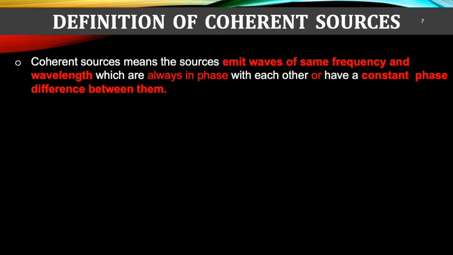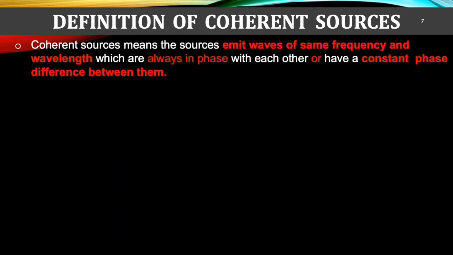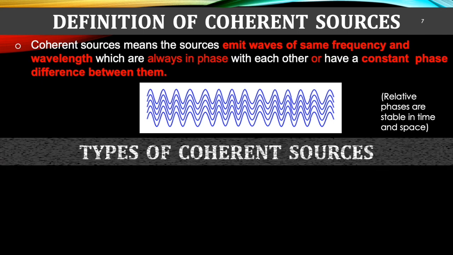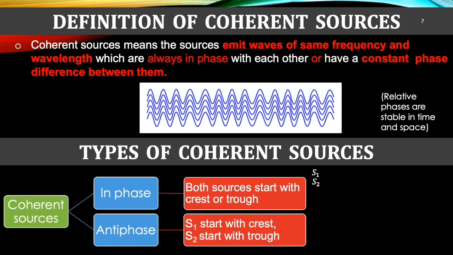Definition of coherent sources. Coherent sources means that sources emit waves of the same frequency and wavelength which are always in phase with each other or have a constant phase difference between them. There are types of coherent sources: in phase and antiphase. Both sources start with a crest or trough for in phase. For antiphase, S1 starts with a crest and S2 starts with a trough.